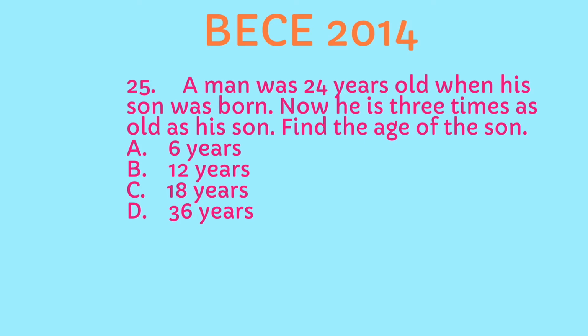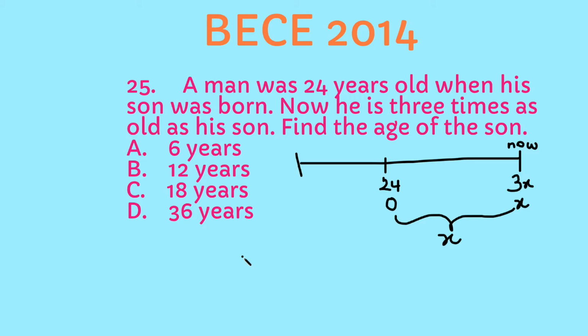For question 25, very interesting question. A man was 24 years old when his son was born. Now he's 3 times as old as his son. We have to find the age of the son. So I'm going to map out a sort of timeline here. We're told that his son is x years old. We don't know how old his son is, but we do know that his father's age is 3 times whatever his son's age is. We also know that at the age of 0, his father was 24 years old.